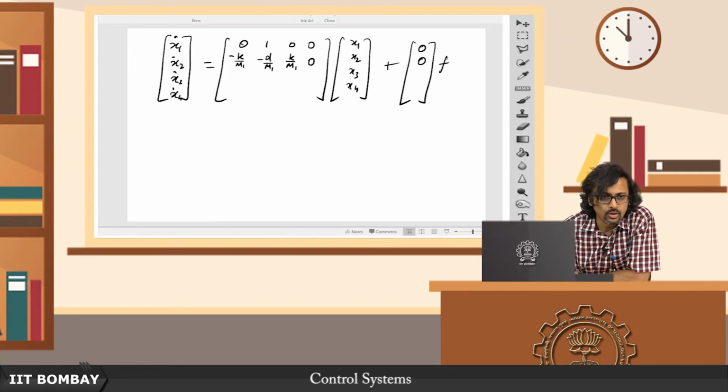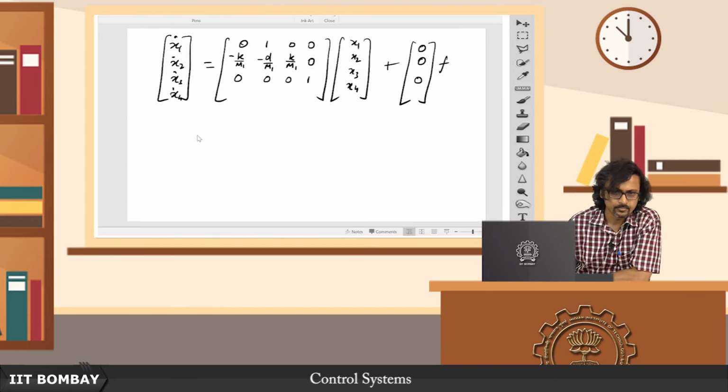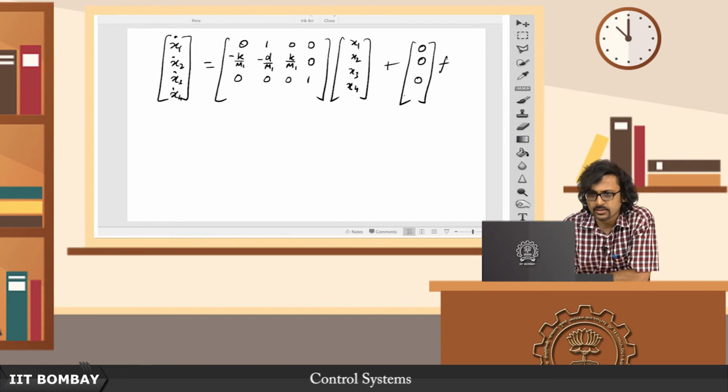So that is 0, 0, 0, 1, because this is going to filter out just this x4 from this vector. And of course the externally applied force does not make any appearance in this equation either, so it is going to be 0. What about x4 dot? Well, x4 dot is where the force appears, so it is 1 by m2. So I must have this 1 by m2.